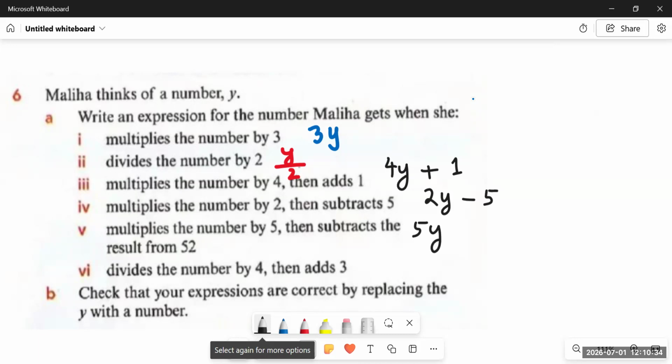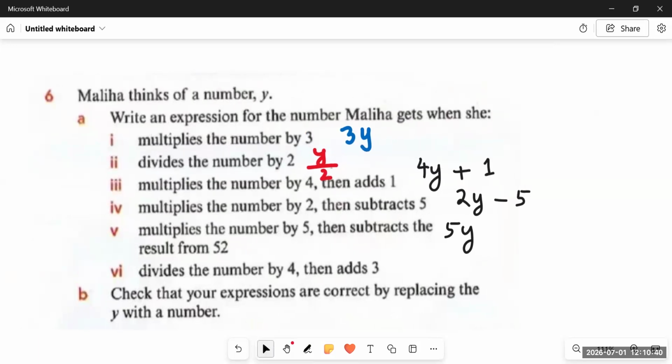Then subtract the result from 52. So this time it will not be 5y minus 52. Instead, it will be 52 minus 5y. Try to understand the difference between number 4 and number 5. Initially, it was 2y minus 5. Now it is 52 minus 5y. And you cannot write it as 5 minus 2y or 5y minus 52. If you do so, the answer will be wrong.